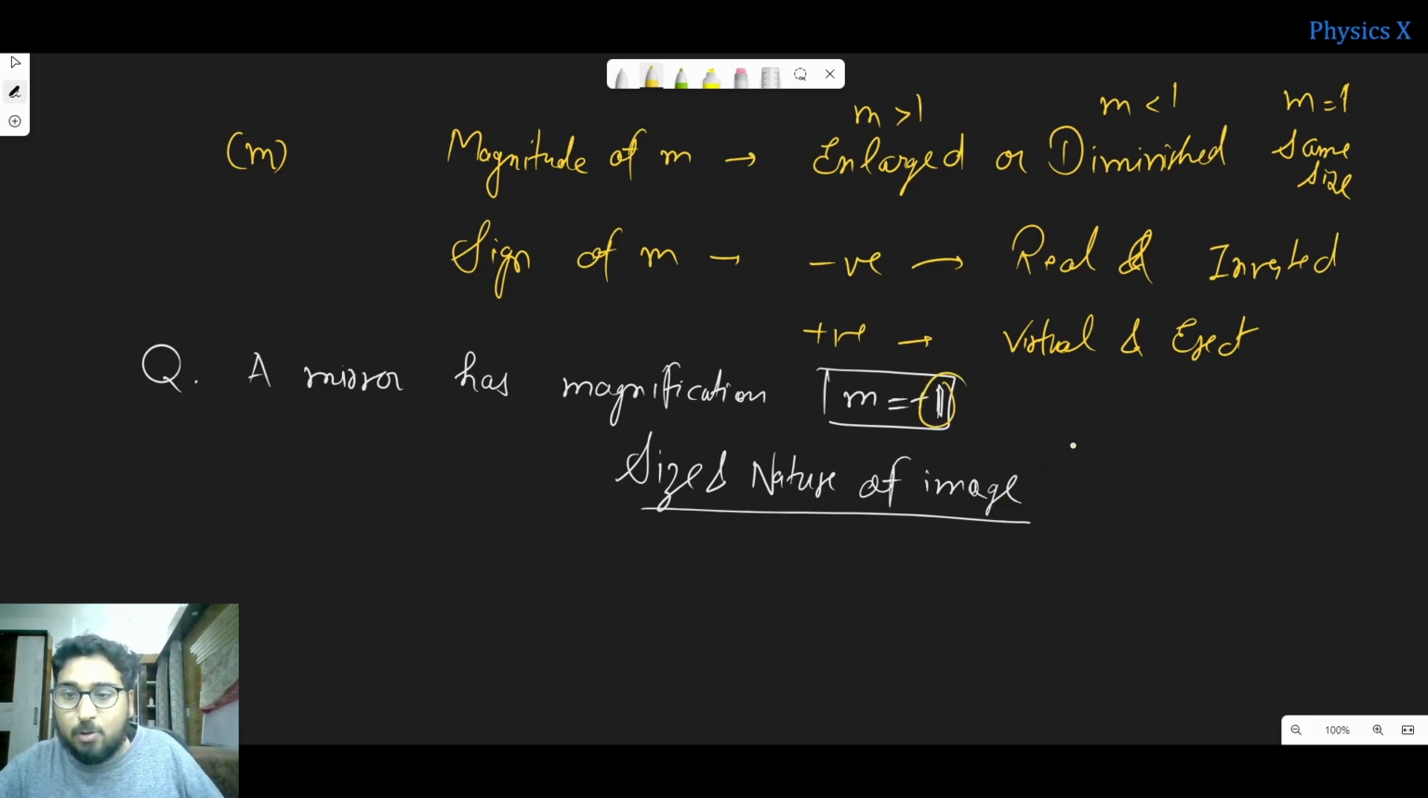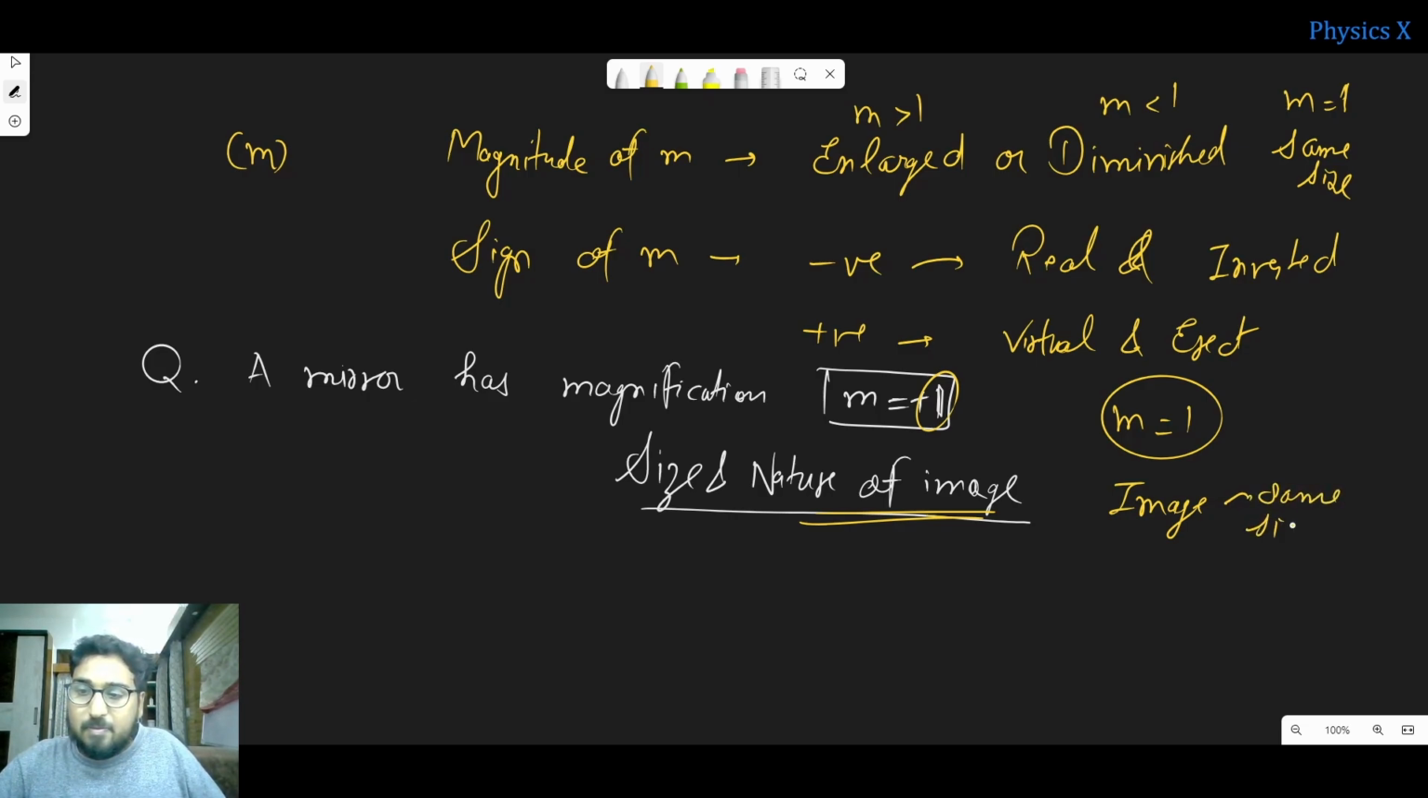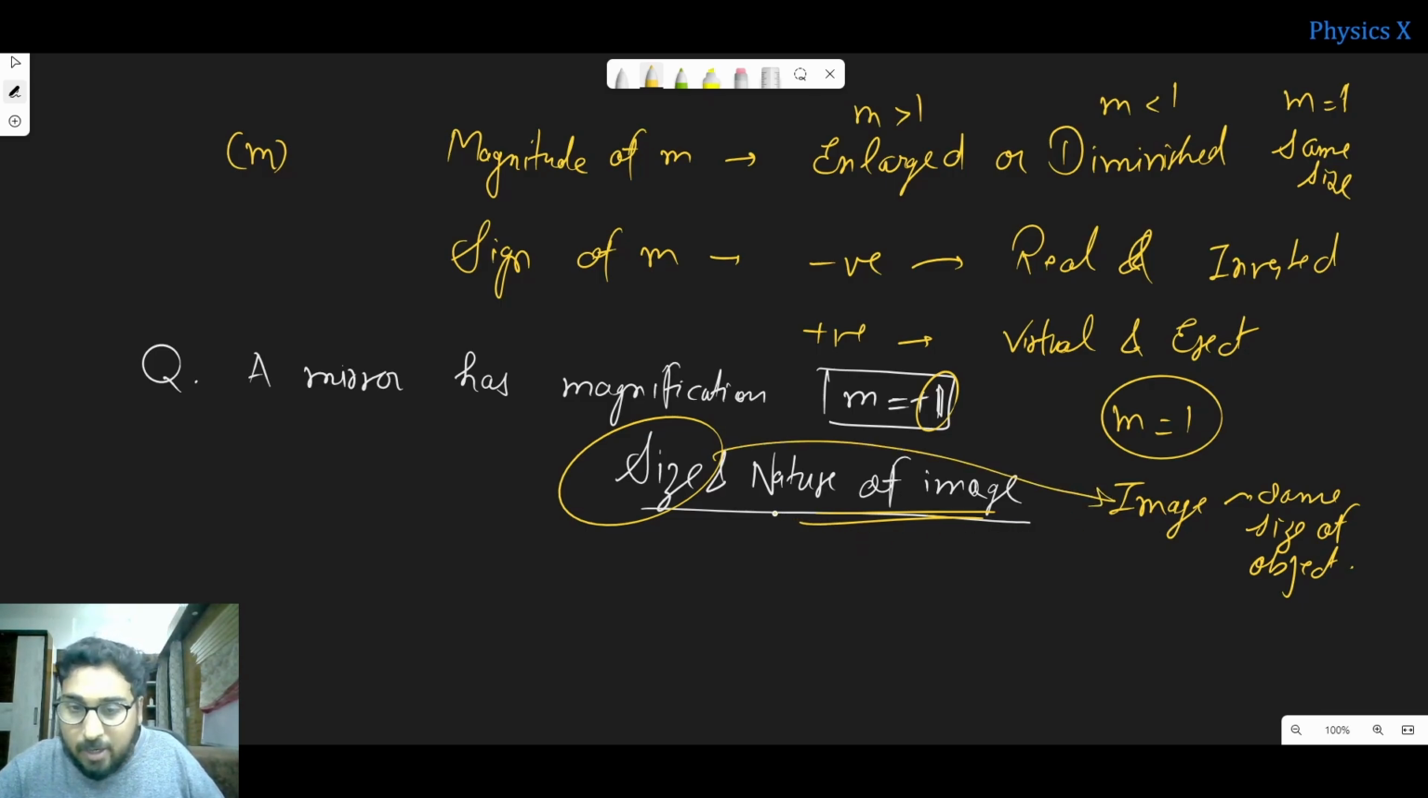Suppose you are seeing the magnitude. What is the magnitude? M is equal to 1. That means the image is the same size as the object. And what can you say about the nature of the image? It will depend on the sign. What is the sign of M? The sign of M is positive. Positive means virtual image.